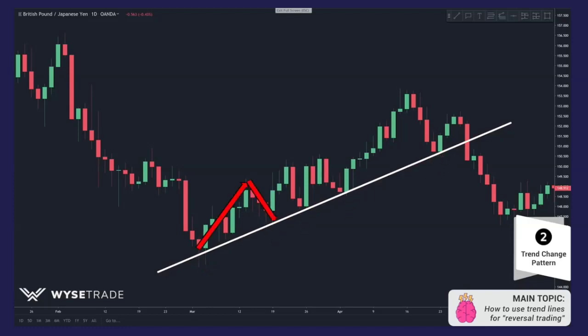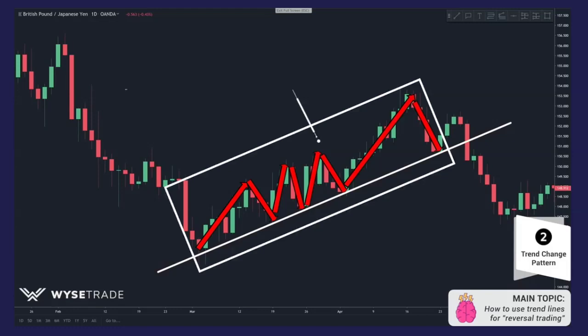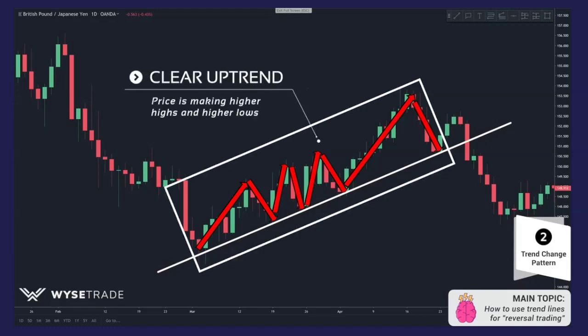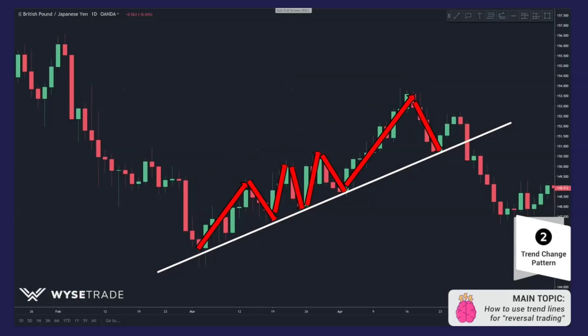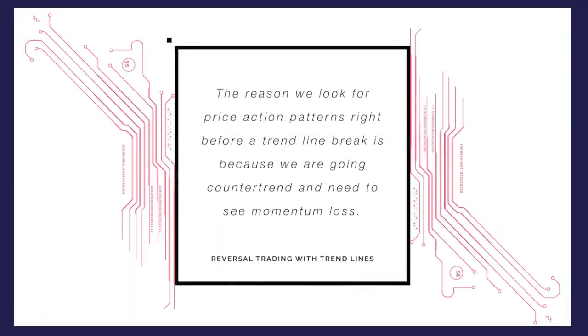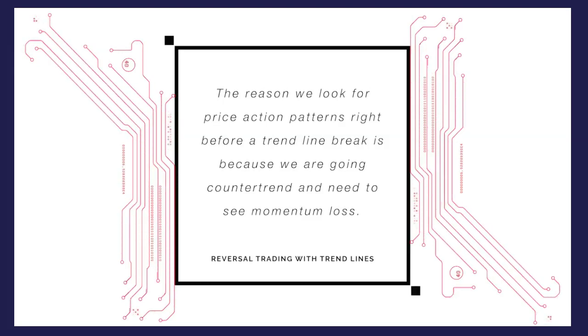So here is your moving uptrend, and we place our trendline below the uptrend, connecting these points here. You have your run, pullback, run, pullback, run, pullback, run, pullback. Now at this point during the trend, you have a clear uptrend as price is making higher highs and higher lows. It is not until you have your lower high form here, which is when you would think to yourself that a lower high in an uptrend shows a loss of momentum. Once price then breaks the trend line, this confirms the trend change and shows bearish momentum entering the market. Again, the reason you want to look for reversal price action patterns before a trendline break is because it shows momentum loss, which is important when you go against a strong trend.